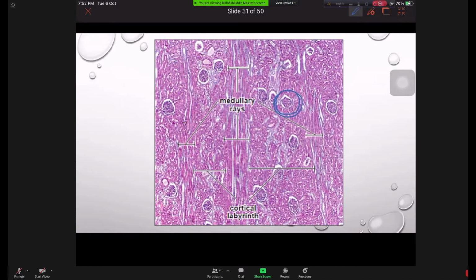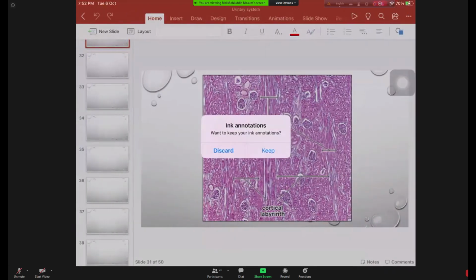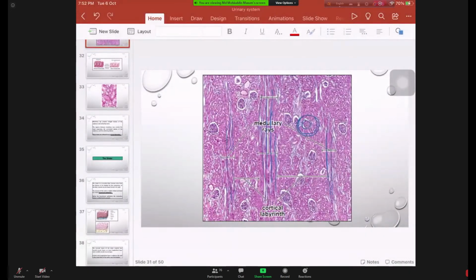So these are the renal corpuscles, and this small gap is the capsular space, and in between there are some tubular structures here. They are called medullary rays. This tubular structure in the cortex will be called medullary rays. They are actually the collecting ducts and collecting tubules.